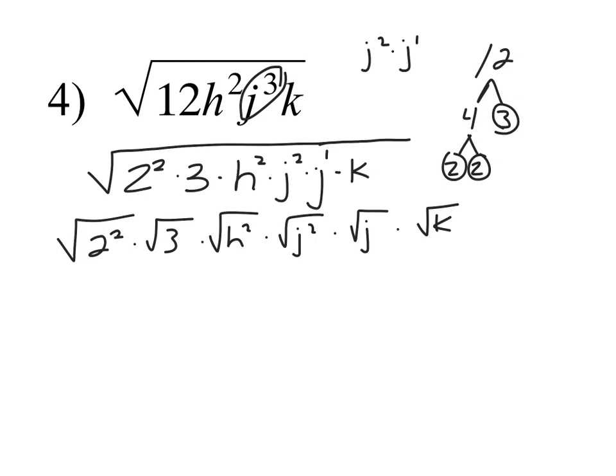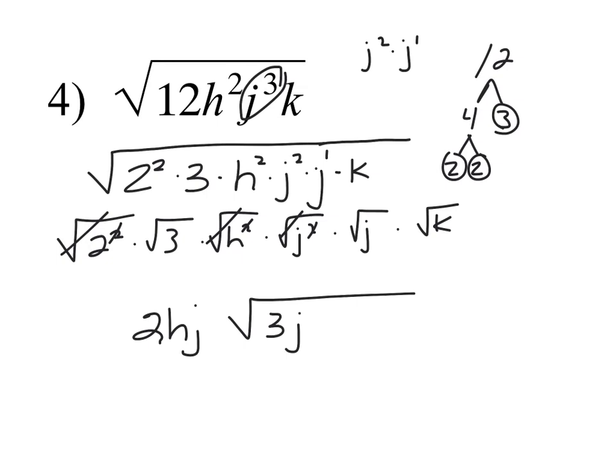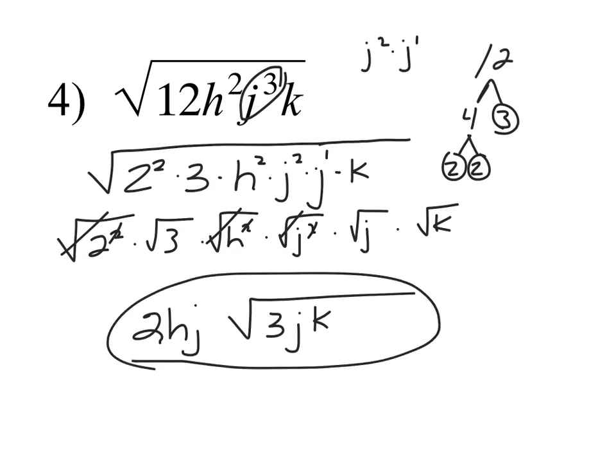Okay, so, again, I write my square root here. Power of 2's cancel out, so that guy's outside. 3 doesn't, so he's inside. H does, he's outside. J does, he's outside. This second J does not, he's inside. And the K does not, he's inside. So my final answer here is 2hj times the square root of jk.